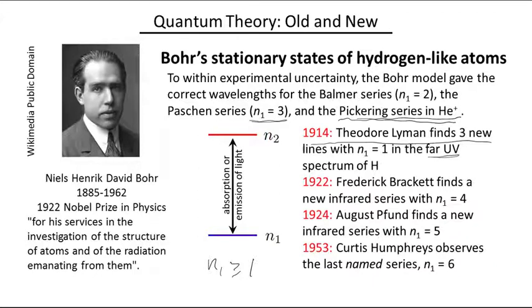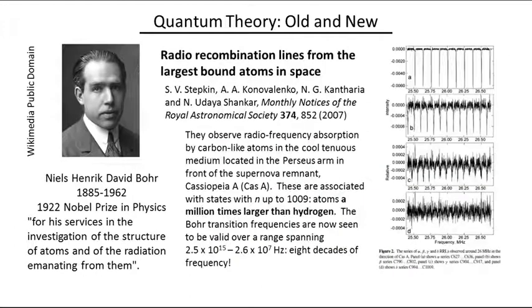The series with n1 equal 2 and n1 equal 3 were accounted for at the time. n1 equal 4 was discovered in 1922, shortly after, then n1 equal to 5, and so on. They just keep going and going and going. At n equals 6, they stopped naming these series after their discovery because it became appreciated there's an infinite number of these series.